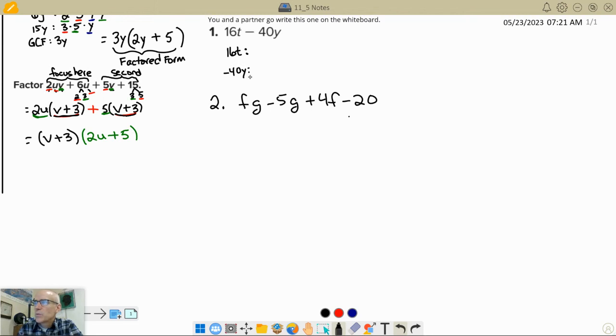Well, let's finish these two problems on the whiteboard just in case you were absent today in class. So how did we do the 16t? Well, we need to write down all the prime factors. So 2 times 2 is 4, times 2 is 8, times 2 is 16, right? So it has 4 2's in it and then a t.